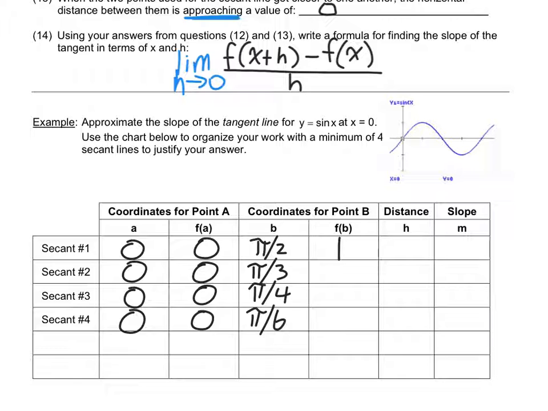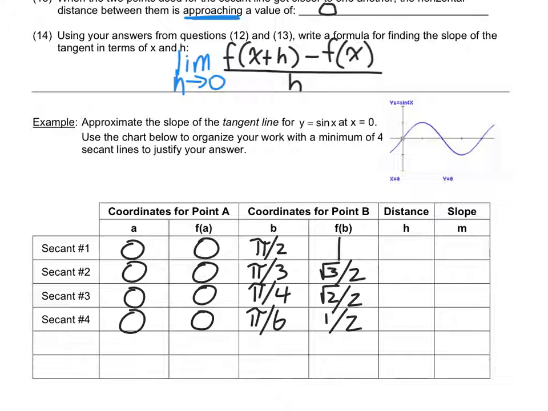The sine of pi over 3: radical 3 over 2. The sine of pi over 4: radical 2 over 2. And the sine of pi over 6: 1/2. All right, those are some unit circle or chart values, pretty easy to come by.